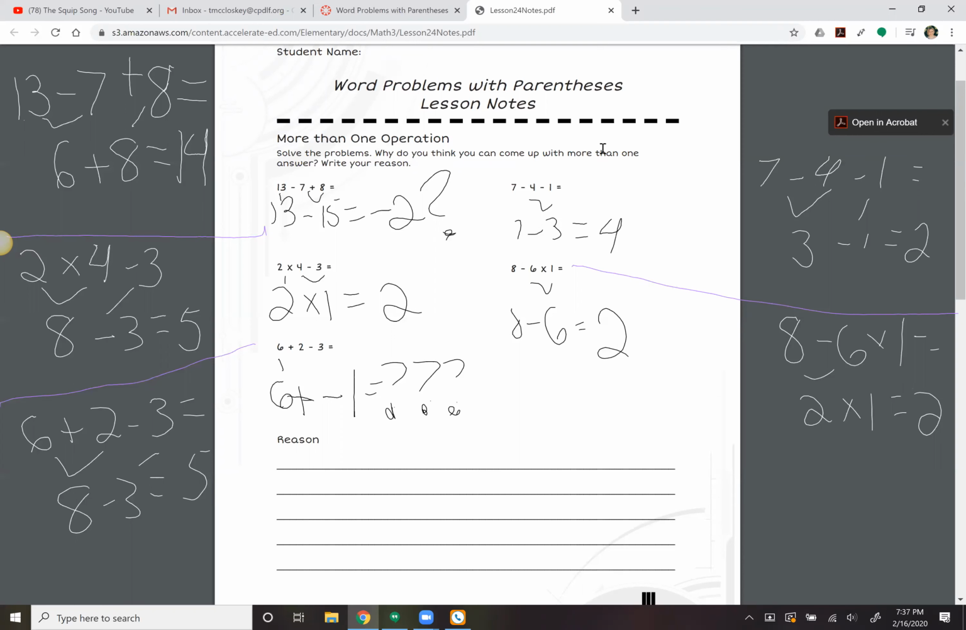So my way for the third problem, 6 plus 2 minus 3, there's no way that one works because I don't even know how to solve that. So maybe my other way was correct. But what about my other ones that I didn't have a problem with, like 8 minus 6 times 1? I got the same answer for both, so does that mean I can do it either way and get the same answer all the time? Well, we're going to find out.